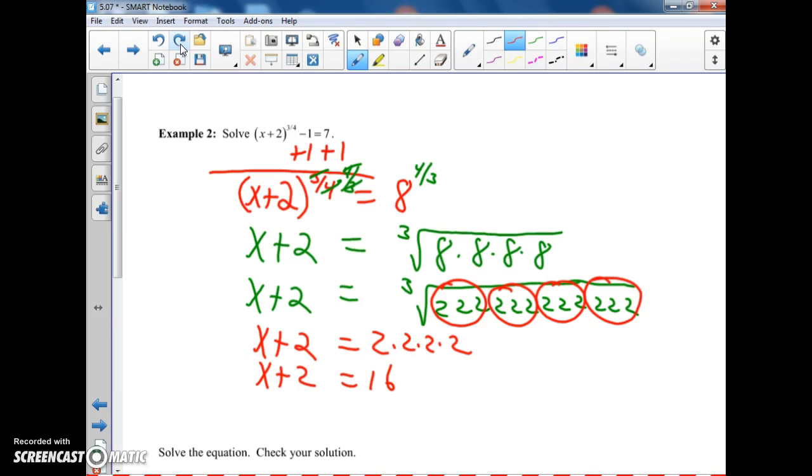All right, now what would you do? Subtract 2 from both sides, right? Look here. There's my answer. x equals 14. It's that simple.